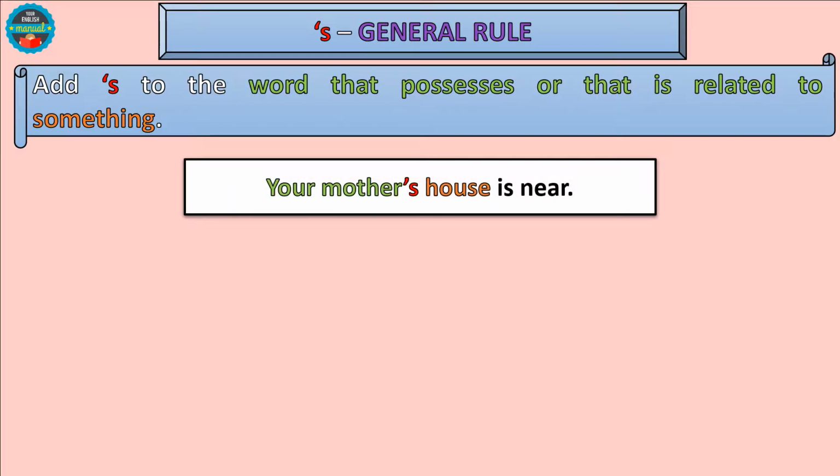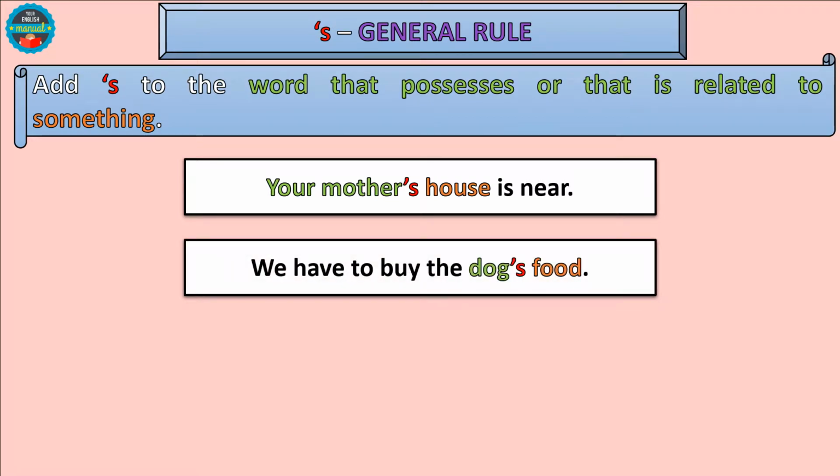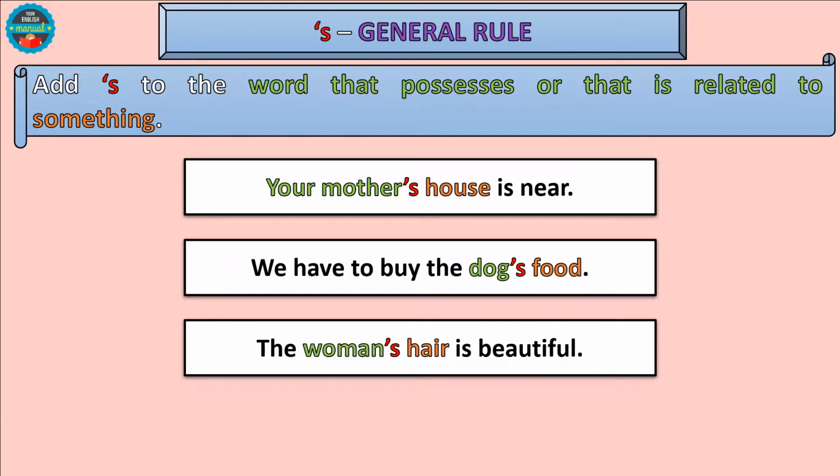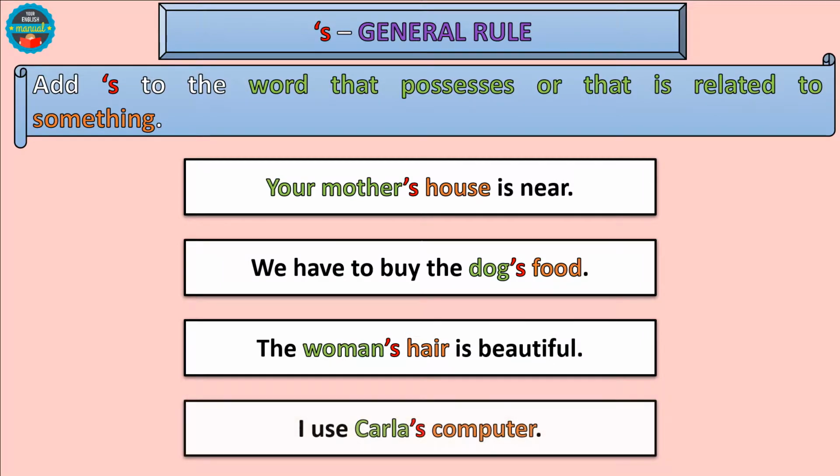Your mother's house is near. We have to buy the dog's food. The woman's hair is beautiful. I use Carla's computer, etc.